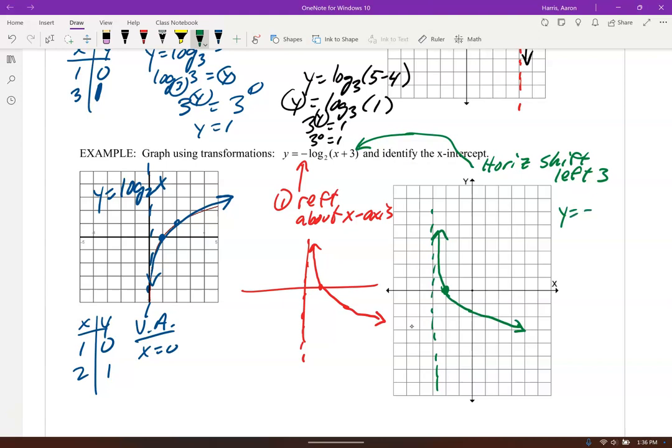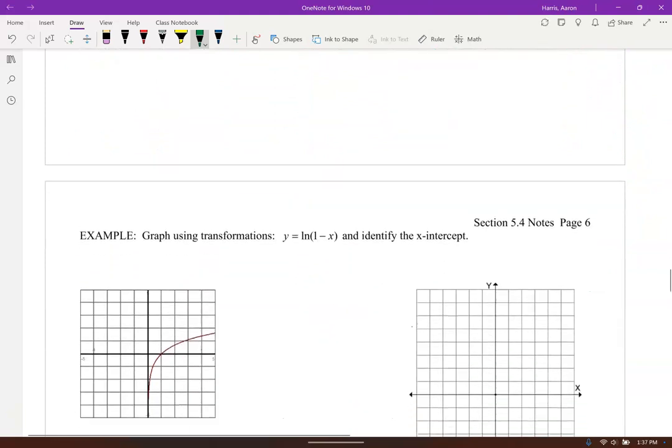So it should be y equals negative log base 2 of x plus 3. If I plug -2 in for x, negative log base 2 of 1. And log base 2 of 1 is 0. In other words, 2 to the 0 would give you that 1 there. So the point is correct. Now let's keep going.